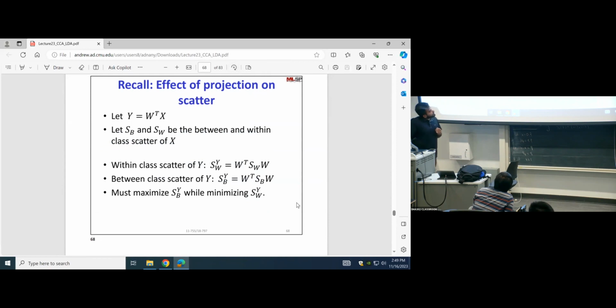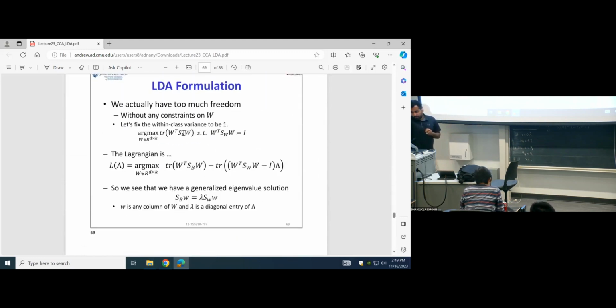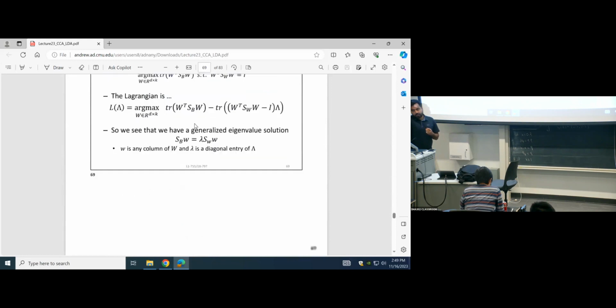So yeah, we can formulate it like this, same thing as CCA. We have the true S_W, but we can do it like this: W^T S_B W over W^T S_W W. And this is the scatter between all the points. And this is just proving that it's the same thing as CCA.